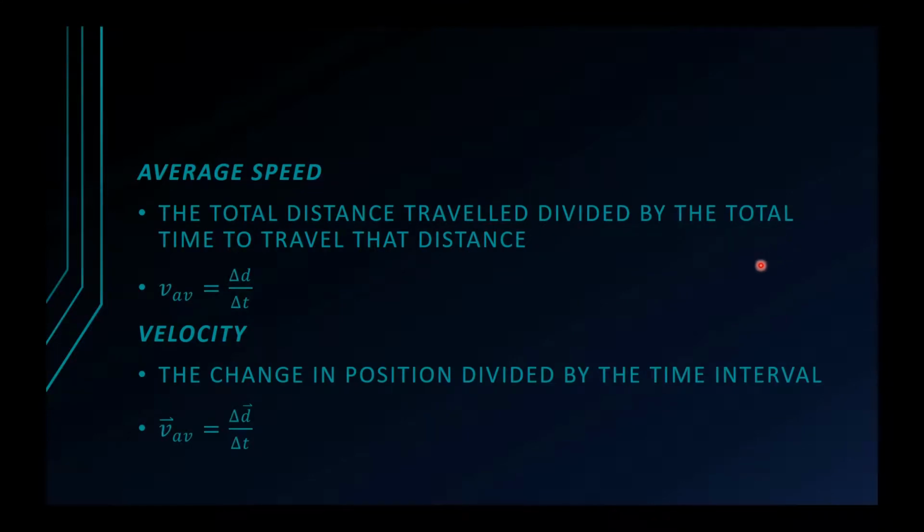Now, average speed is the total distance traveled divided by the total time to travel that distance. Over here, total distance traveled, notice there's no vector symbol over here, so it's distance, not displacement, over time. Velocity is the change in position divided by the interval. So you have displacement here, so change in position is, remember, this thing can be replaced with d2 minus d1. And velocity is a vector, so you have that vector symbol on top.